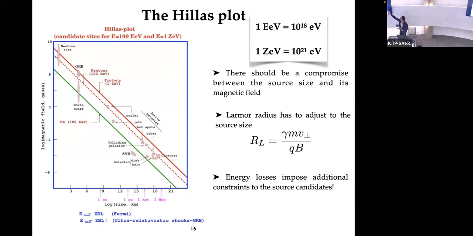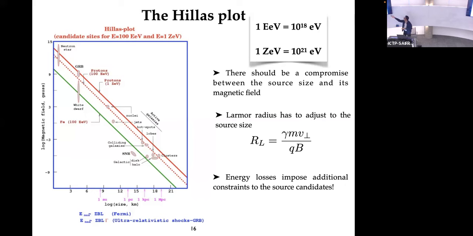So this you can see in this plot. It's the magnetic field in the source as a function of the typical size of the source. And for a given maximum energy of your cosmic rays, you will have to fulfill the requirement that the source has to lie above one of these lines. So these lines are for a given primary, a given electric charge of the cosmic ray, and a given energy. So in order to accelerate that particle, you will need to be above one of these lines.